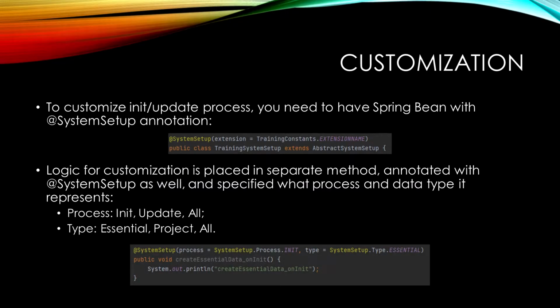Both init and update processes can be customized from the System Setup class. Customization is done in different methods, annotated with the System Setup annotation. That annotation holds the information about process, such as init, update, or both, and about the data type, essential, project, or both.